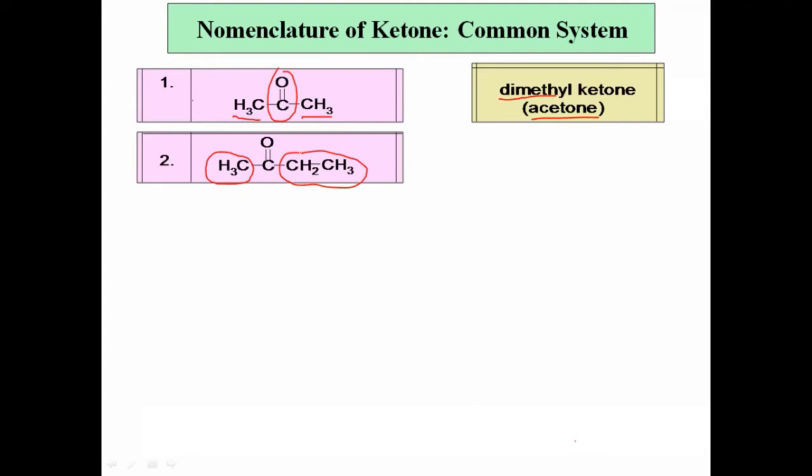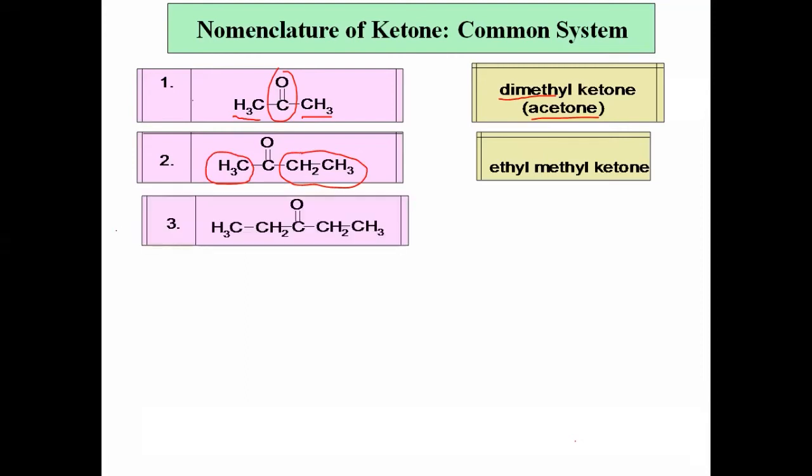So here there are two alkyl groups. One is a methyl and the second is the ethyl. Which one should we write first? Alphabetically, between the E in ethyl and the M in methyl, which comes first? The E in ethyl is alphabetically first. Hence we write ethyl first, then methyl, and then ketone. That is, ethyl methyl ketone. This is the name of that particular compound.